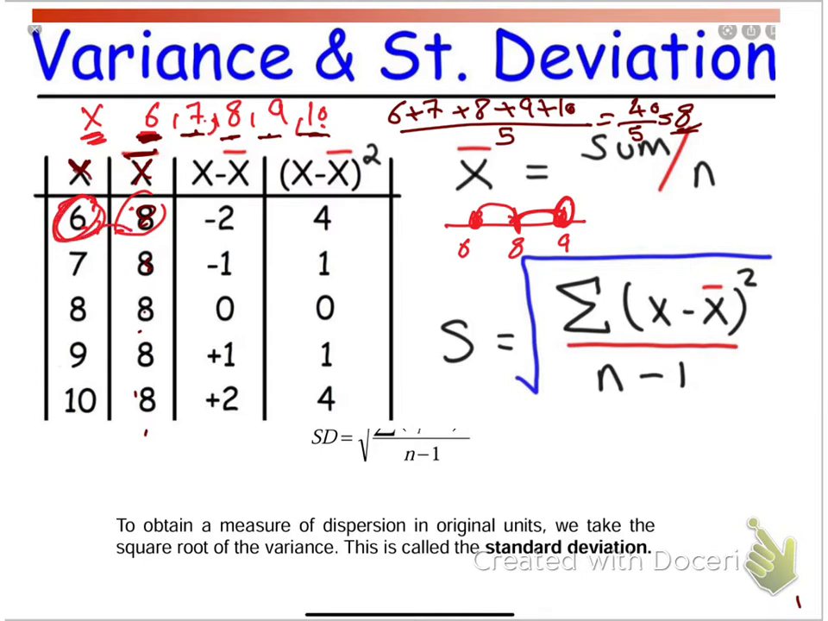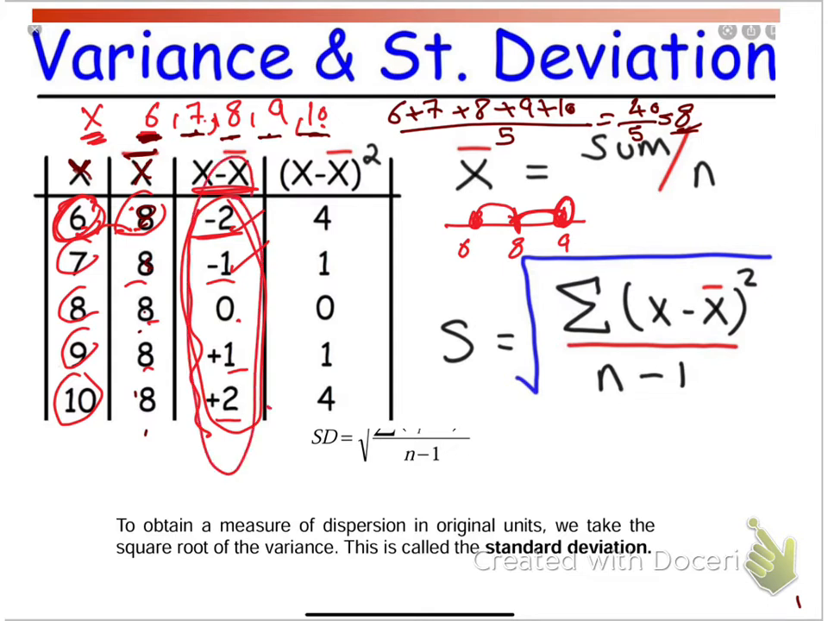So x minus x bar: 6 minus 8 equals minus 2, 7 minus 8 equals minus 1, 8 minus 8 equals 0, 9 minus 8 equals 1, 10 minus 8 equals 2. If you look, because this is just a sample, x minus x bar adds up to 0. So minus 2, minus 1, 0, plus 1, plus 2. The sum of them is 0. That's why the idea came that we have to square them up.